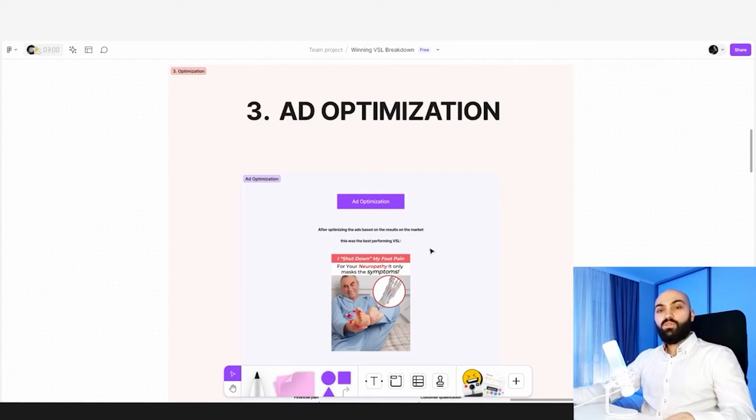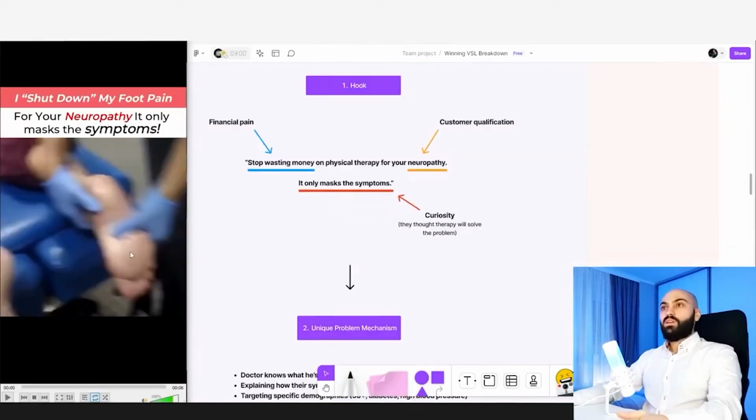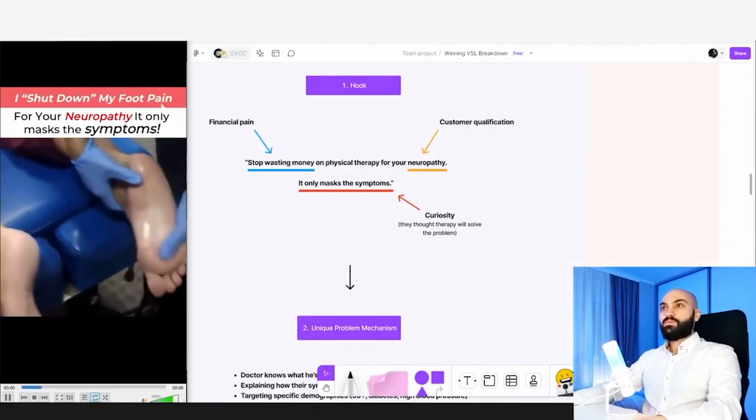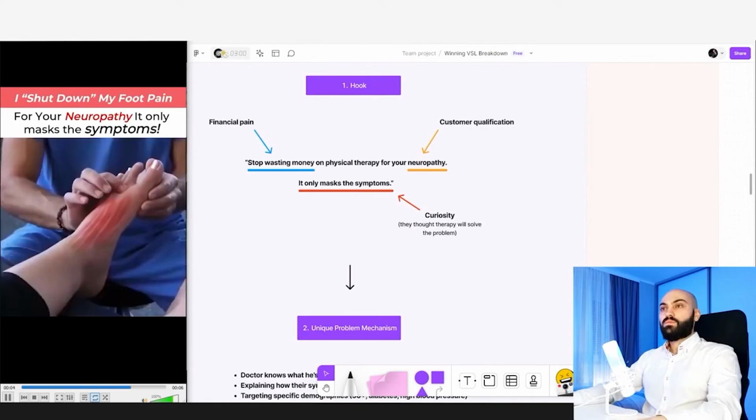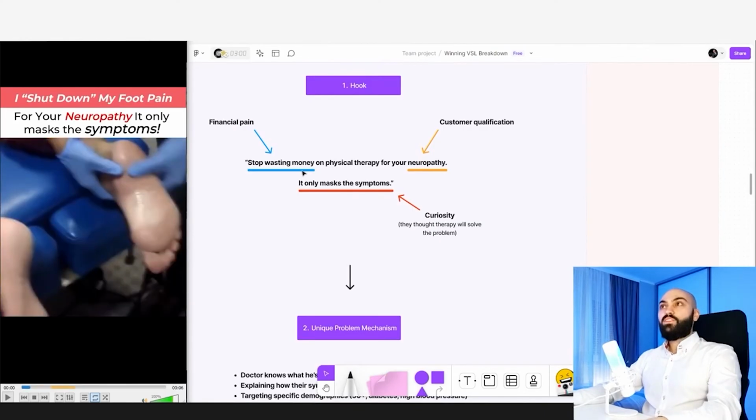Obviously I can't show you the full ad, but I will break down all of the important details in order for you to realize our thought process. The hook: "Stop wasting money on physical therapy for your neuropathy. It only masks the symptoms." So we have the financial pain. Everyone wants to make more money. Everyone wants to save money. This is universal for everyone.